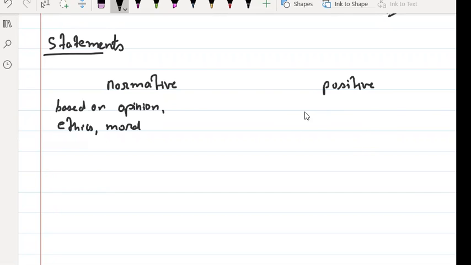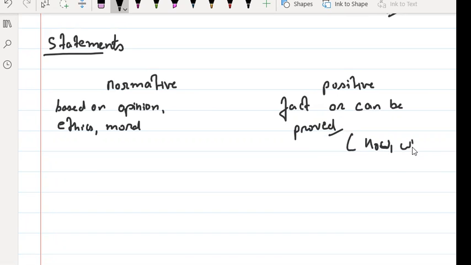Now, what do you mean by positive statements? These are the statements which are fact, or can be proved. Usually it answers questions of the how or why kind. A positive statement need not be true or false. It is just that you can prove it. If it is true, it's true. If it is false, it's false. But it can be proved. Now let's think about examples.